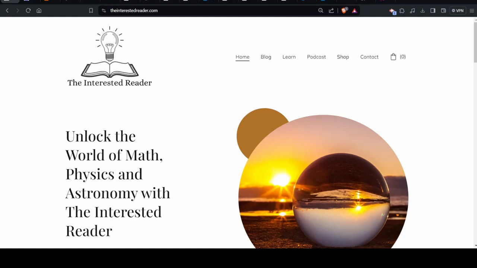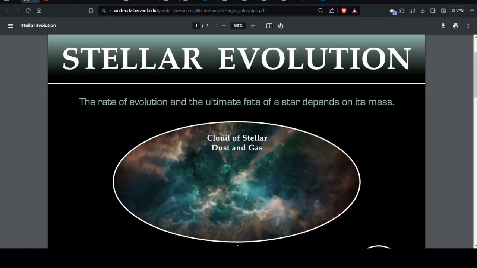Okay, so we'll get started, and the first thing that we're going to pull up here is this really cool infographic from the Chandra website. The Chandra X-Ray telescope is a very popular telescope, and it only takes images in the X-ray spectrum.